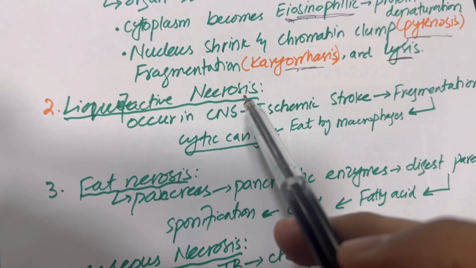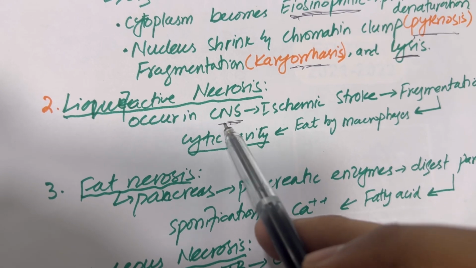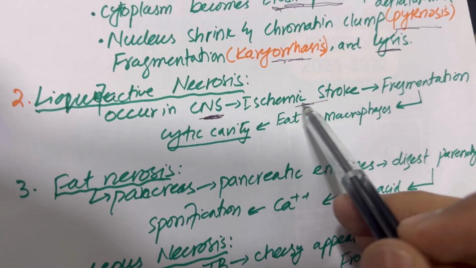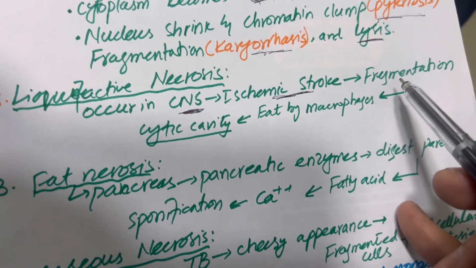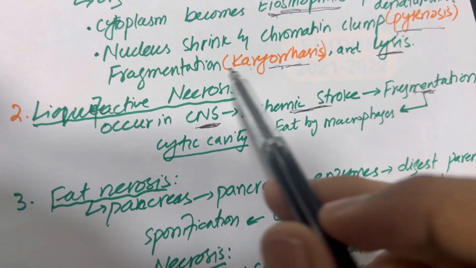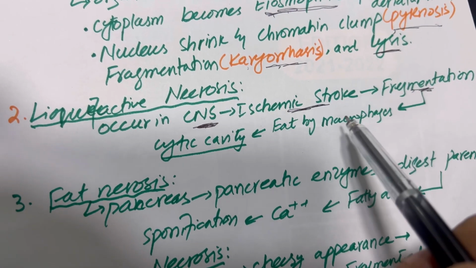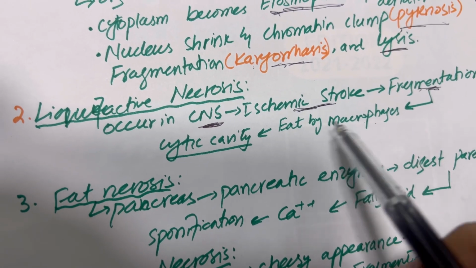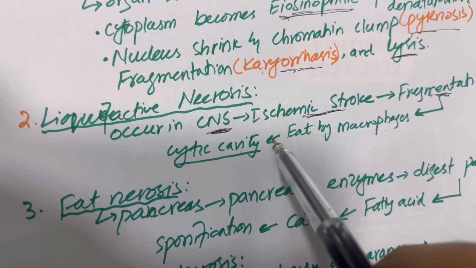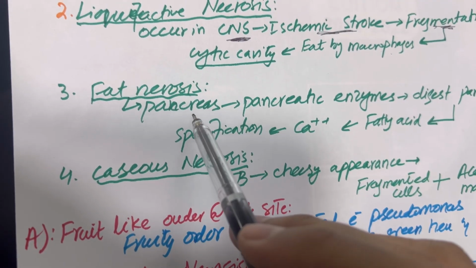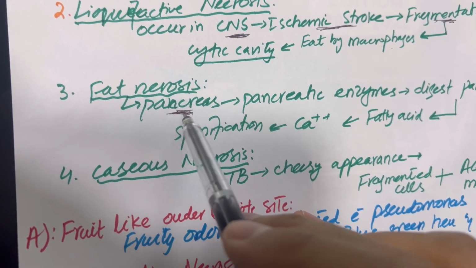Next is liquefactive necrosis. It occurs in the CNS. Important thing to remember: first of all, an ischemic stroke will occur. This will lead to fragmentation, as we discussed previously. Then these fragments will be phagocytosed by macrophages and a cystic cavity will form. This is liquefactive necrosis.